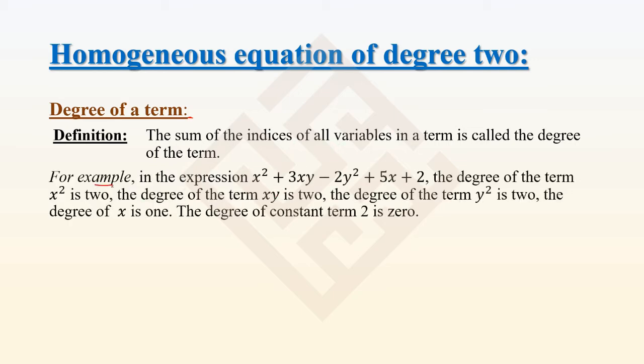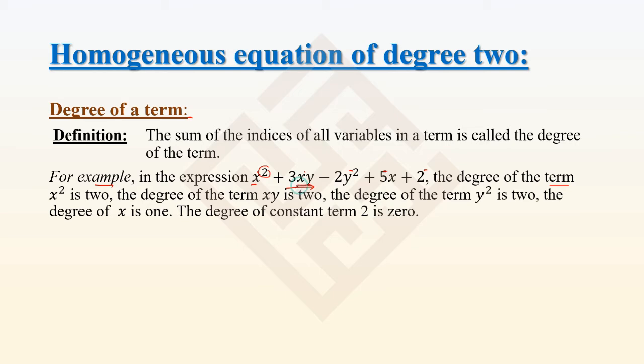So for example, in the expression x² + 3xy − 2y² + 5x + 2, if you look at this particular expression, the degree of the term, अब यहाँ पे कितने term हैं? There are 1, 2, 3, 4 and 5 terms. राइट, अब हर एक का डिग्री अलग अलग है यहाँ पे. पहला अगर टर्म हम देखें x² टर्म देखेंगे तो इसके पावर में कितना दिया है? 2 दिया है. Then the degree of this term is 2.